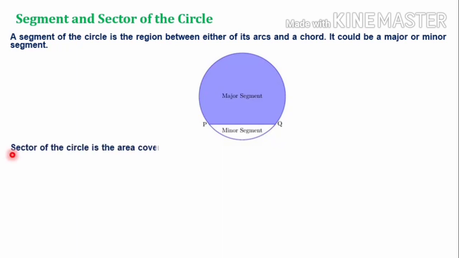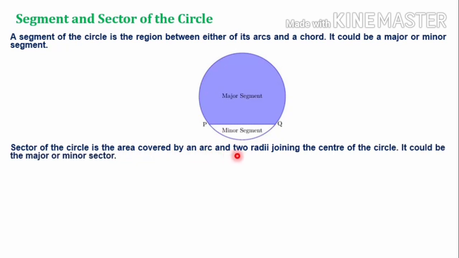Next one is sector of the circle. Sector of the circle is the area covered by an arc and two radii joining the center of the circle. As before, it could be the major or minor sector.